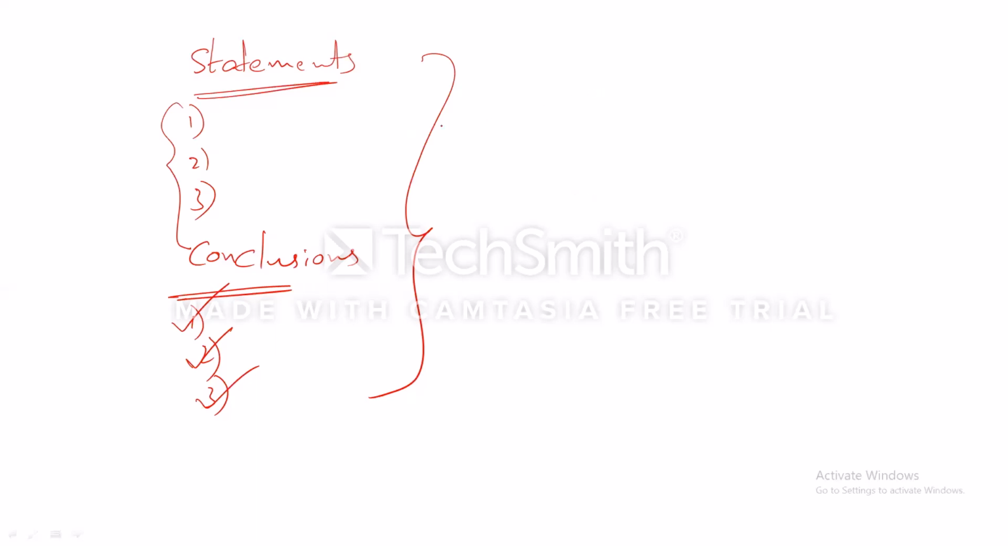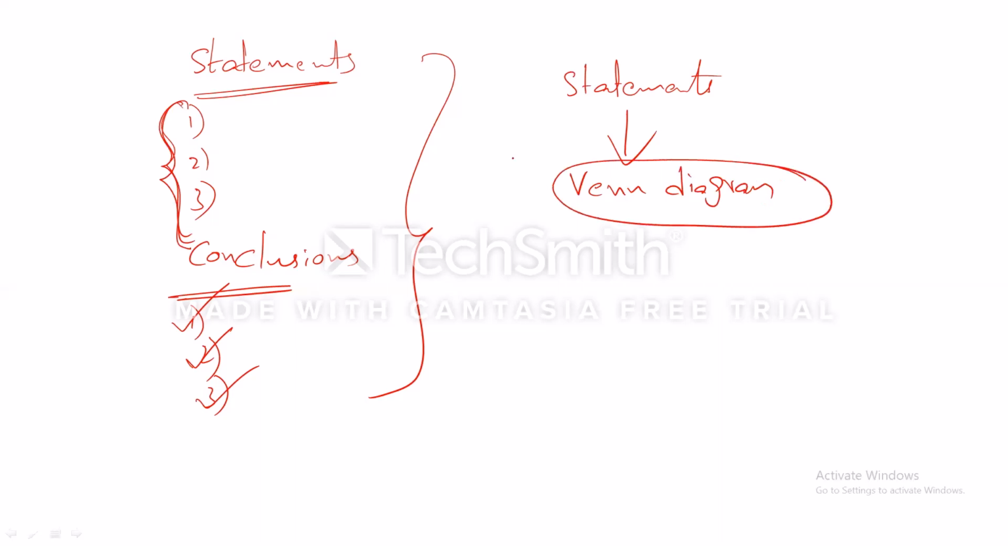First, we need to read the statements. Everyone listen carefully. We are focusing on statements, and later, based on the statements, we are going to draw a Venn diagram. I will teach you how we can draw a Venn diagram in the best possible way, so that even students who don't know what the syllogisms topic means can easily understand these Venn diagrams.